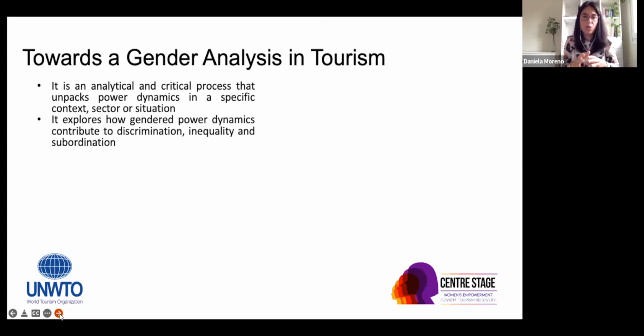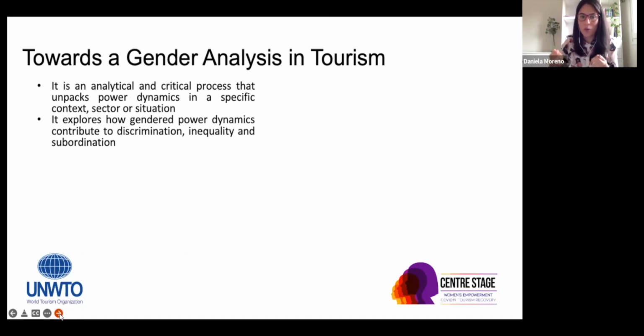What I would like to stress from this first point is the critical process. We have to be critical with the environment in order to really know why a particular situation is happening, right? When we carry out gender analysis in any sector, in this case in tourism, we want to transform these activities to be gender sensitive, right? And the only way to do this is from a critical point of view.